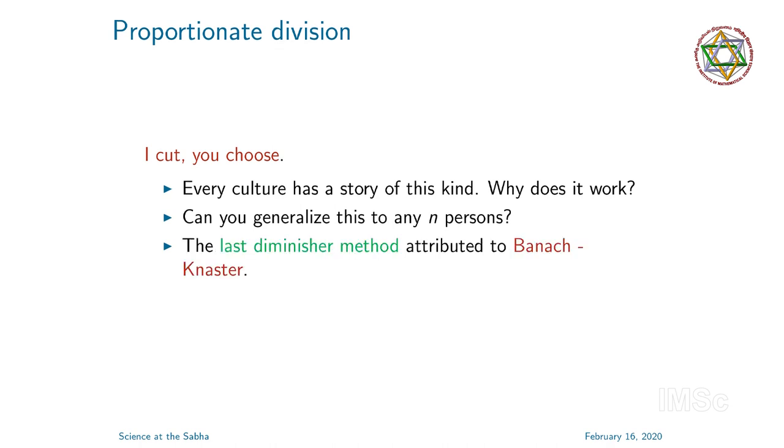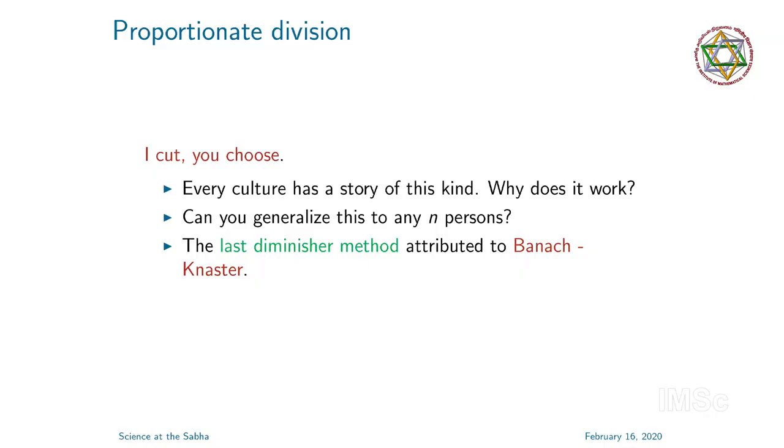So can you generalize this to n persons? Well, with three persons already, it's not easy. I cut and you choose who? One person cuts. Among the other two, who would you like to be? Whoever chooses first, of course. And the other one is going to complain. Now, there are lots of solutions possible. You should really think about it. It's a lot of fun.